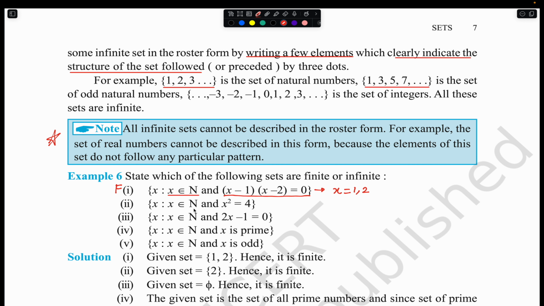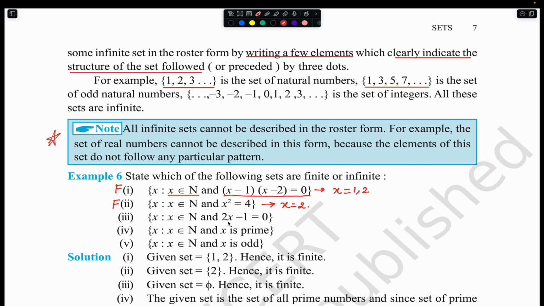Similarly, x is a natural number and x square is equal to 4. What are the natural numbers that are going to satisfy this equation? Only x is equal to 2 is going to satisfy this equation. So this set has only one element. So this is also going to be a finite set.